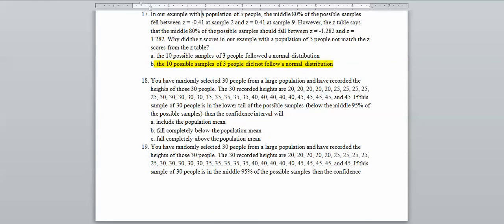So this one says, we randomly selected 30 people from a large population. We have recorded the heights of those 30 people. These were the heights that we recorded. It's saying, if the sample of 30 people is in the lower tail, then what happens to the confidence interval?